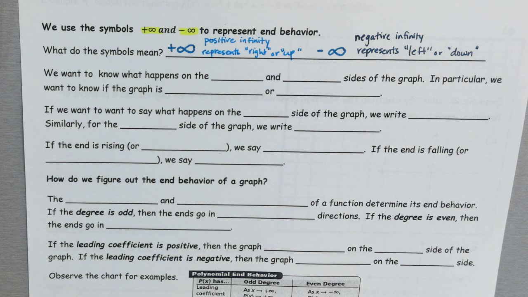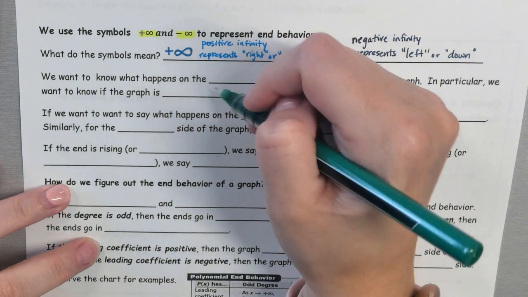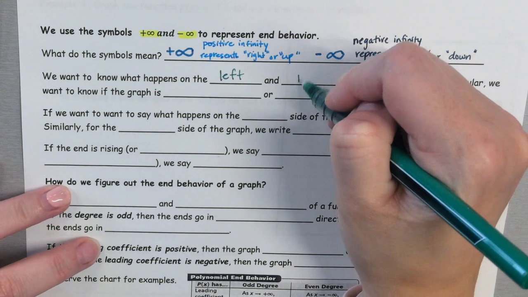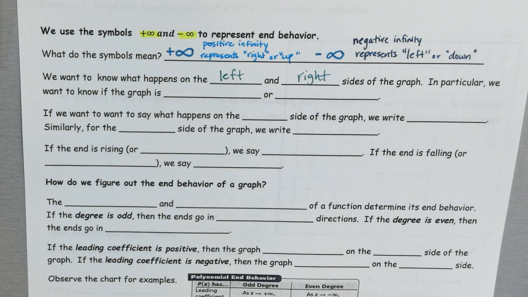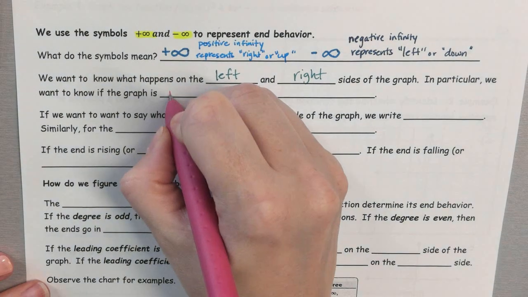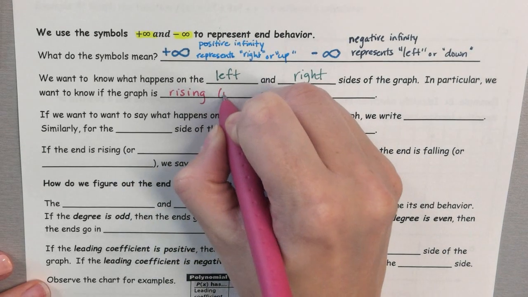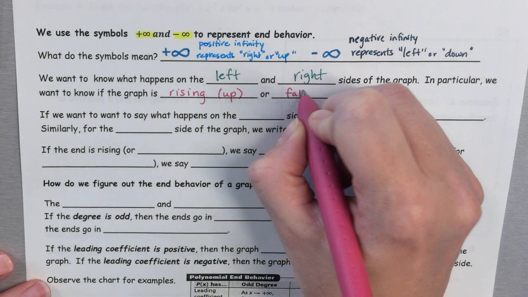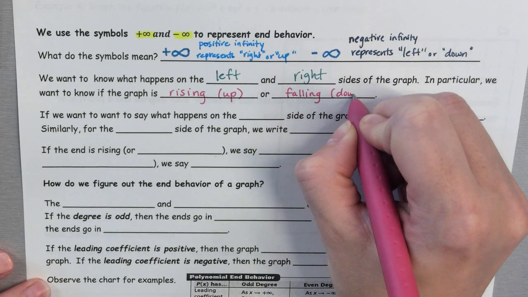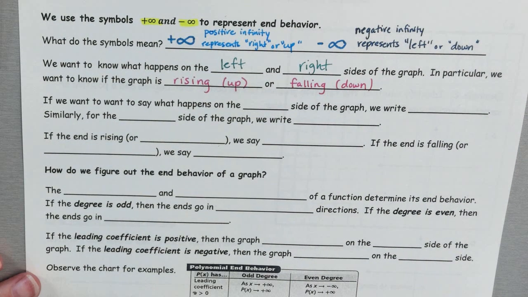So when we are writing out, we're eventually going to write out these statements, and we want to know what happens on the left and the right sides of the graph. And when we say we want to know what happens, in particular, what we want to know is if the graph is rising, which means it's going up, or if it's falling. Is it going down? Is it rising or is it falling?